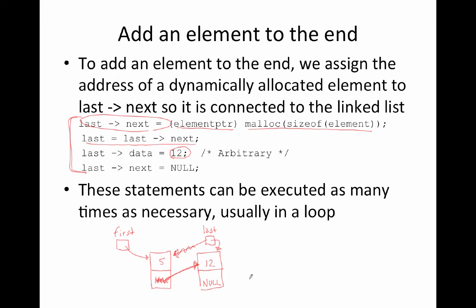But in order to add another element to the end of the linked list, you need to dynamically allocate a new element, set the address equal to last arrow next so that it's hooked up to the linked list, move last to that new element, put something in the data member somehow, maybe you're reading it from a file, for example, and then make the last next pointer null. So you can do that as many times as you want in any kind of a loop. Usually it'll be some kind of a conditional loop. For example, if you're looping until you get to the end of the file, you're creating new elements for all of the data values from the file and reading them in.